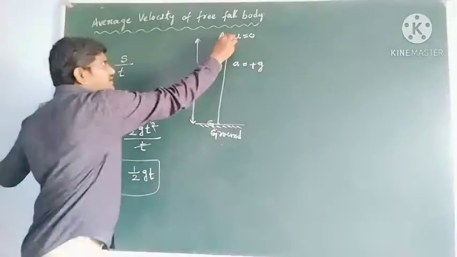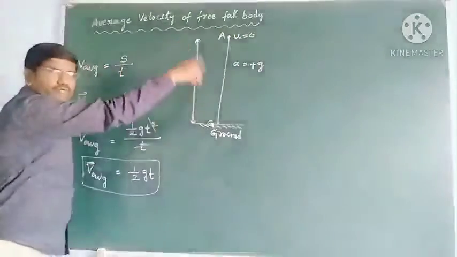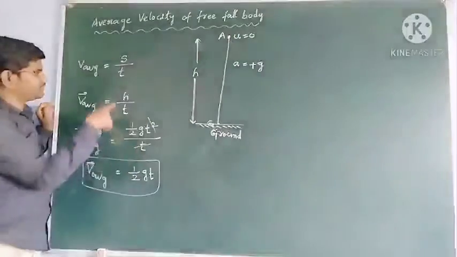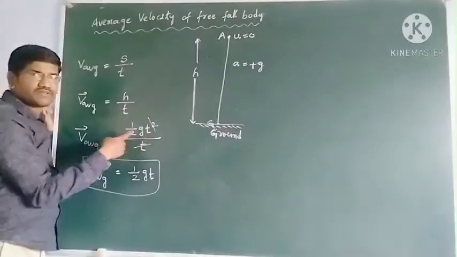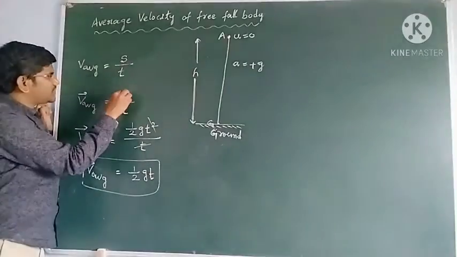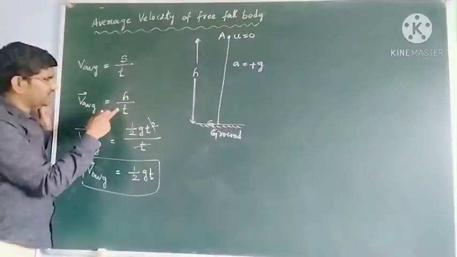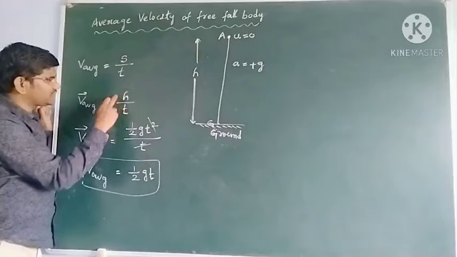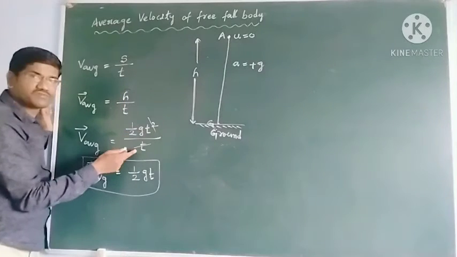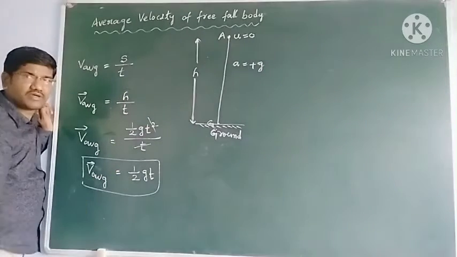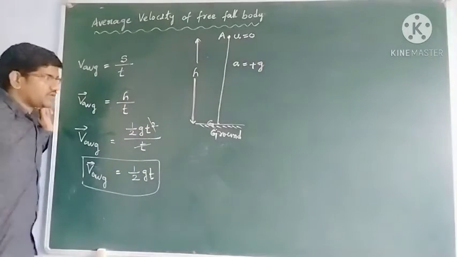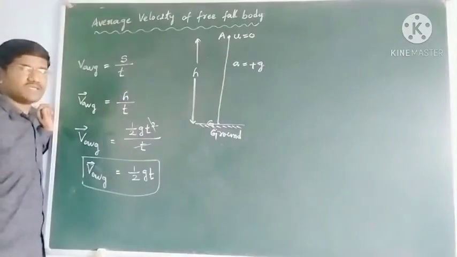See, it has fallen from here, and you know for a freely falling body h is equal to half gt square after the time of t seconds. So displacement will become the height, and this height it has fallen in the time of t seconds, so half gt square by t. This and this get cancelled, you are getting half gt. So that is the same average velocity.